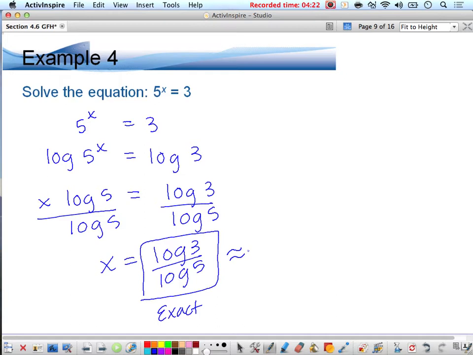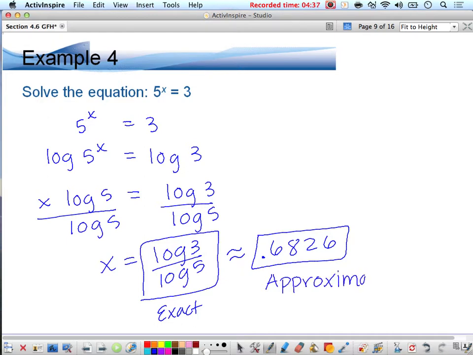What did we get, guys? 0.68. So 0.6826? Okay. That's your approximate answer. So you need to pay really close attention on CalcChat to see what they're asking you for. If they want you to stop and leave it in log form, the exact answer, or if they want you to give it an approximate form and round it as a decimal.